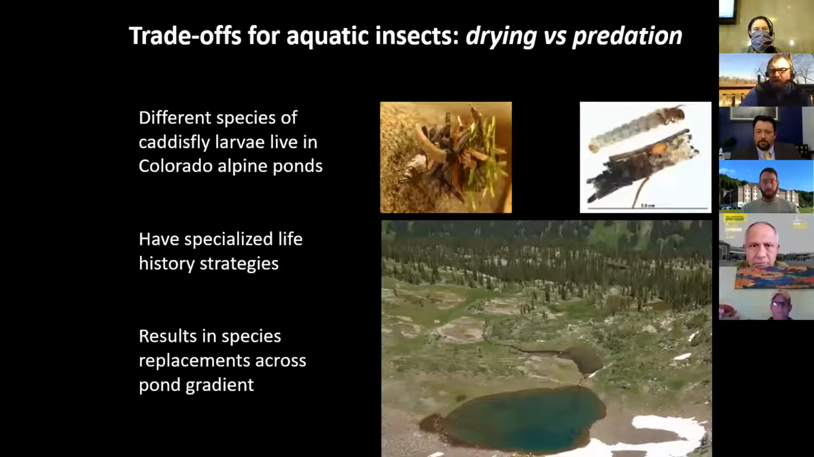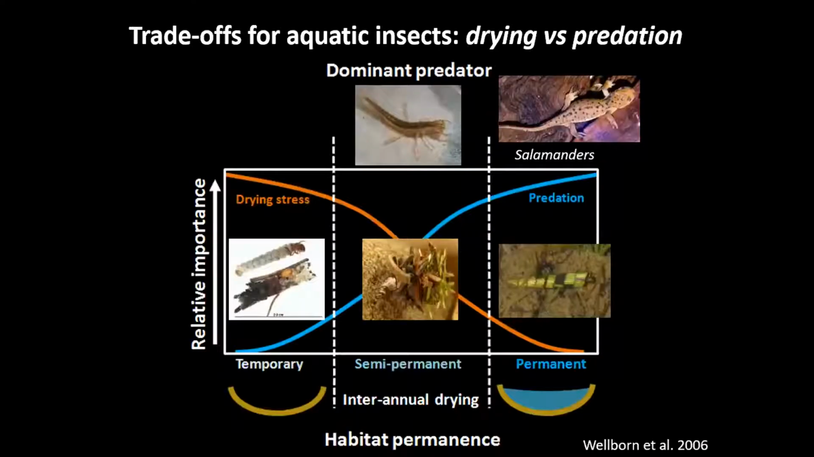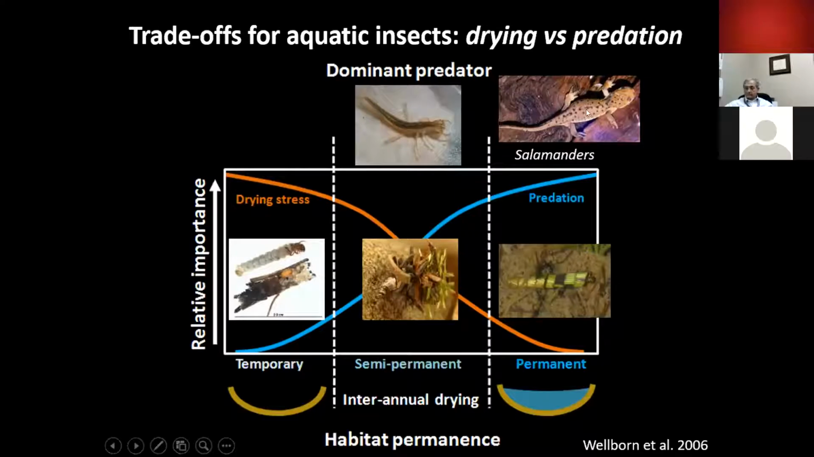Now, across this predator permanence gradient, there were different species of caddisfly larvae. What Scott Wissinger had found, and I'd been helping out with in that research, is that there were these specialized life history strategies to live across this predator permanence gradient. And it's resulted in species replacements where they're specialized to live in either a temporary, semi-permanent, or permanent pond.